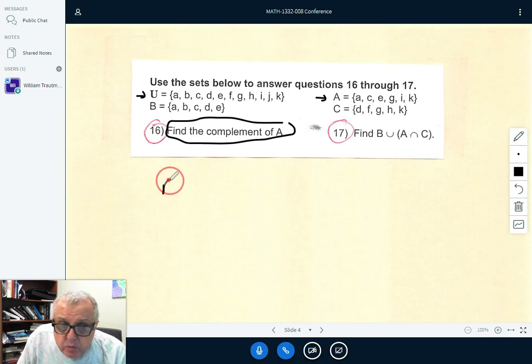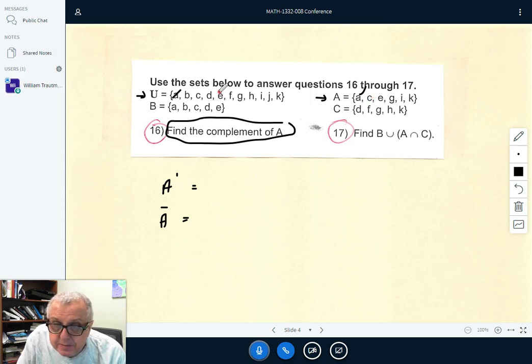One way of writing the complement of A is this. It's also known to write it like this. The complement of A is everything that's not in A. A is in A, that's in the universal set. C is in A. E is in A. G, I, and K. So all these that I marked out in the universal set are in A.